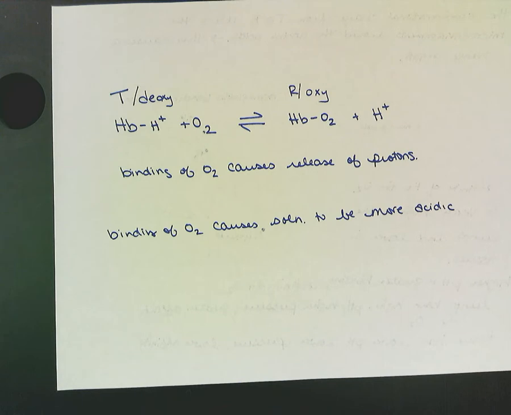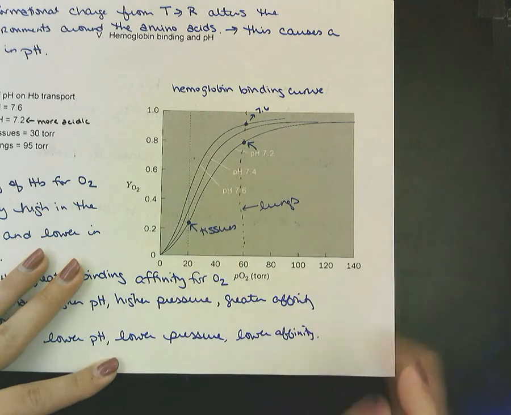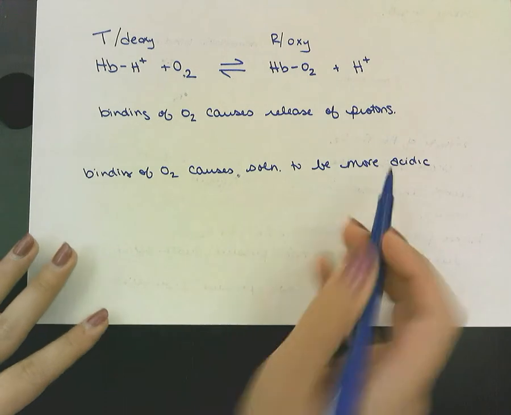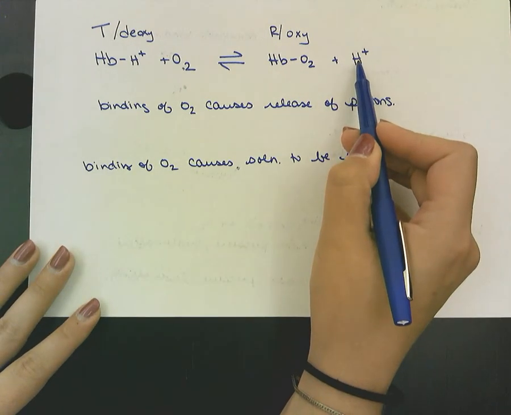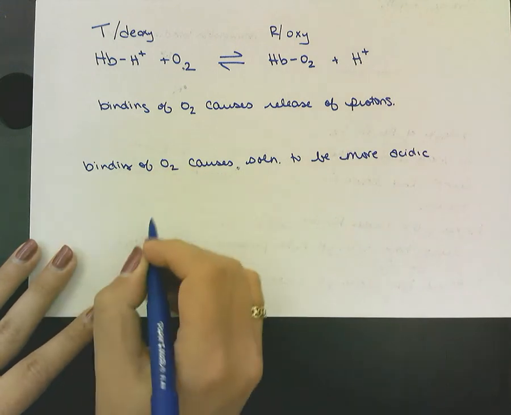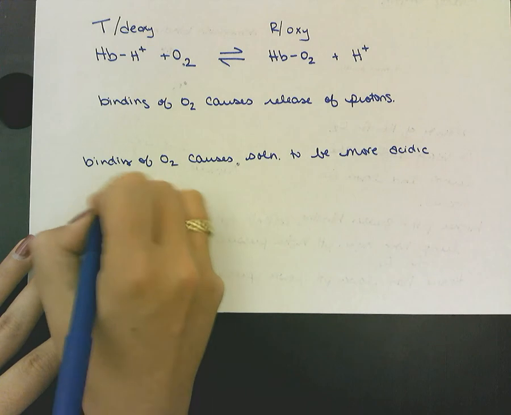Which, what did we just say about the lungs? Are the lungs more or less acidic than the tissue? You can flip back and look at your picture. Right. So that binding causes the solution to be more acidic, which, when these are released, more acidic.